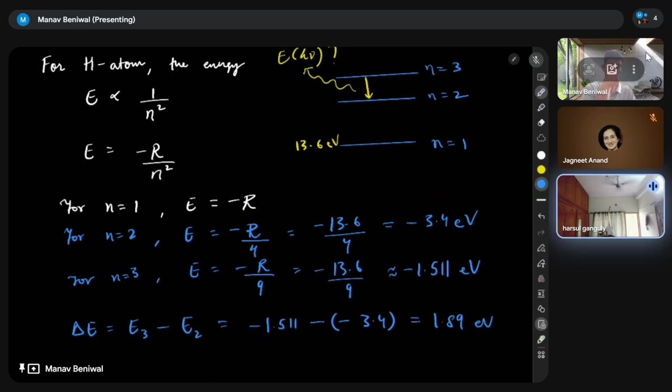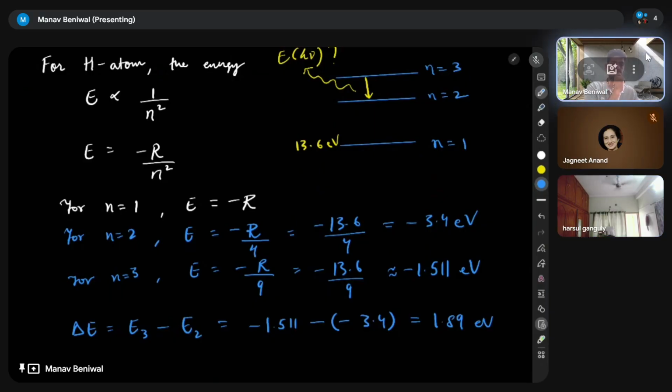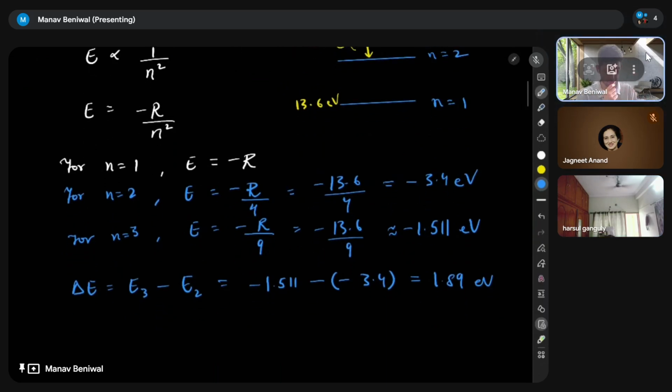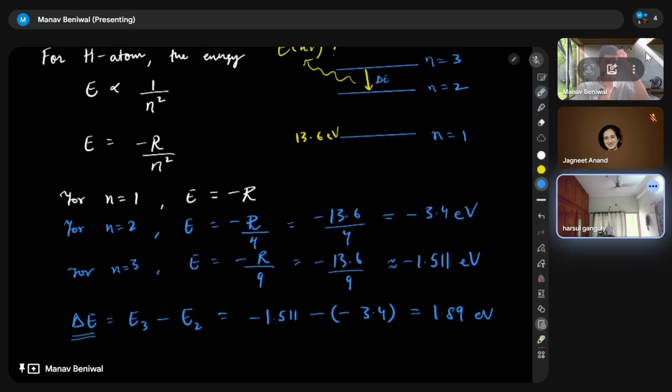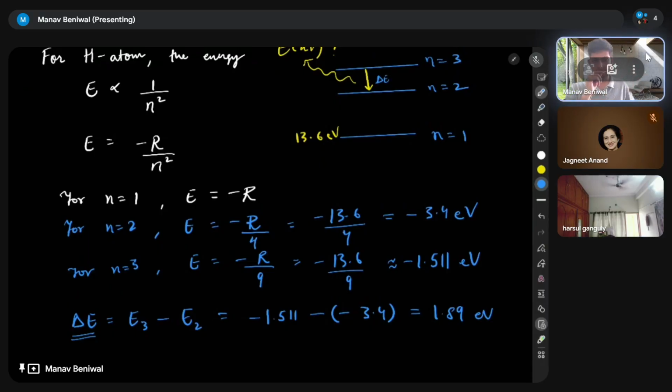So, transition E3 to E2 means shouldn't it be E2 minus E3? Yeah, but you can take E2 minus E3, it doesn't matter, because we are calculating delta E, which is the difference. You can see the E3 energy is higher, that is, it is less negative, so that's why I have written E3 first. We just want the difference of these energies, so this is delta E. E3 is more, E2 is less, that's why I have written E3 minus E2.